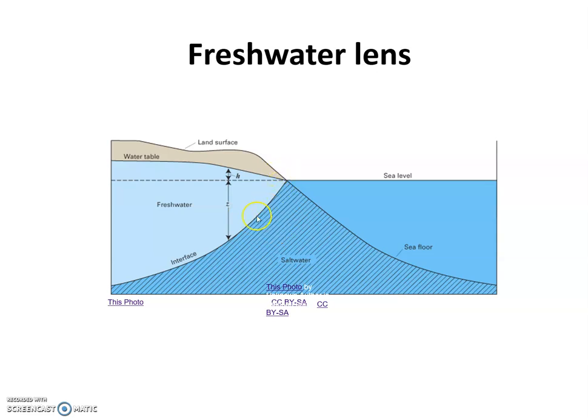So the fresh water, in essence, floats on the denser salt water. And it usually forms the shape of a lens, just like a contact lens. It will continue down here and slope back upward.